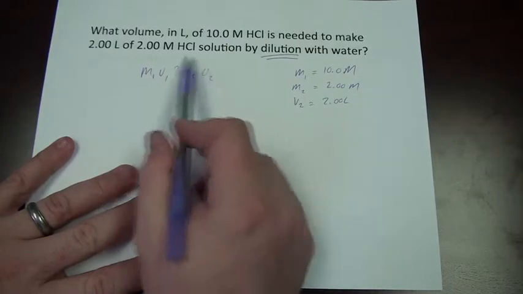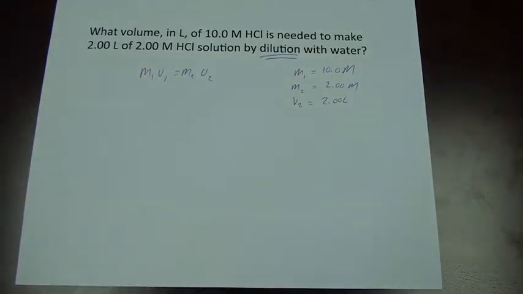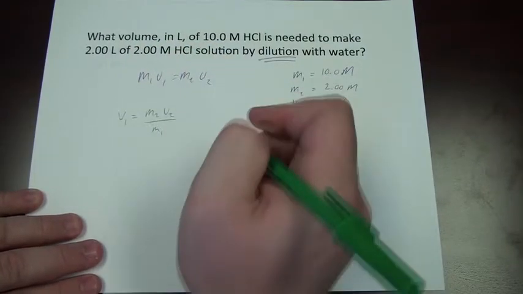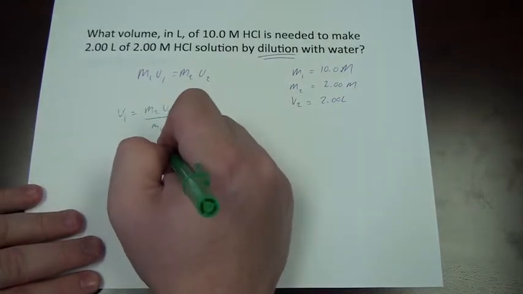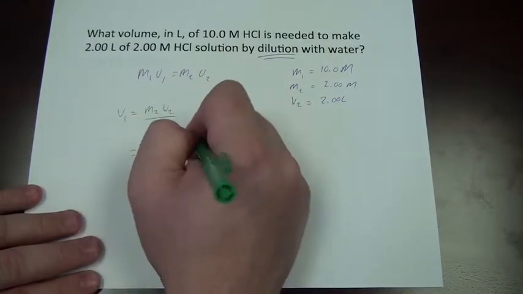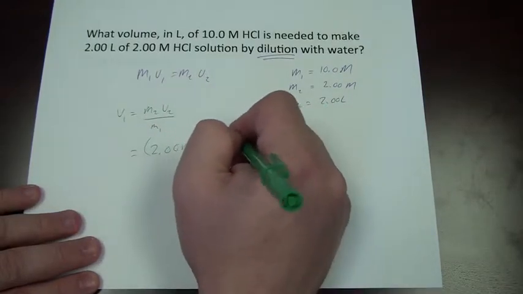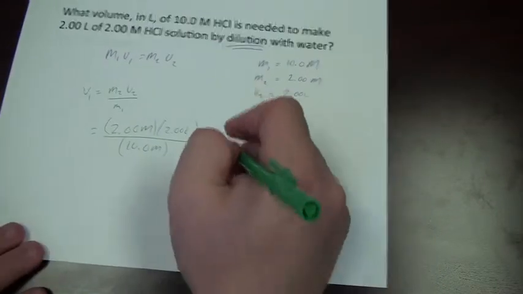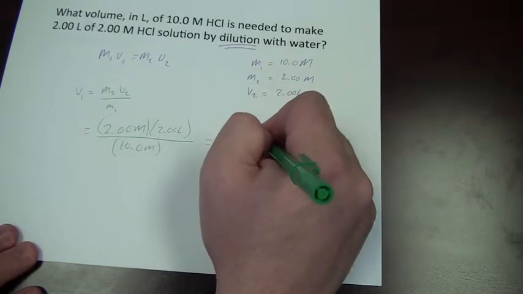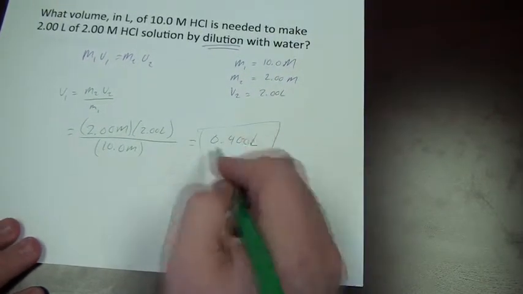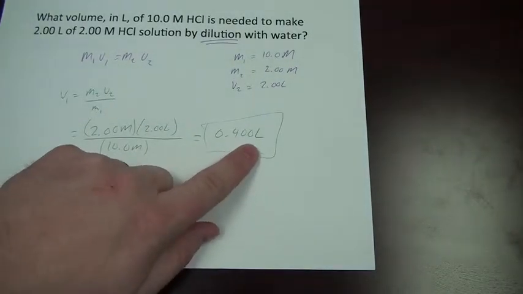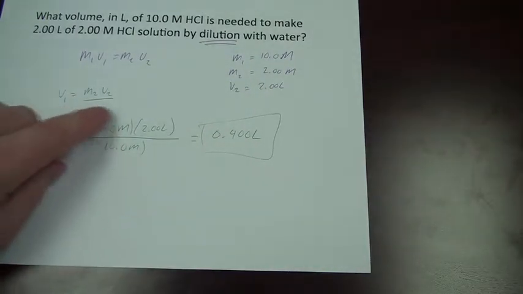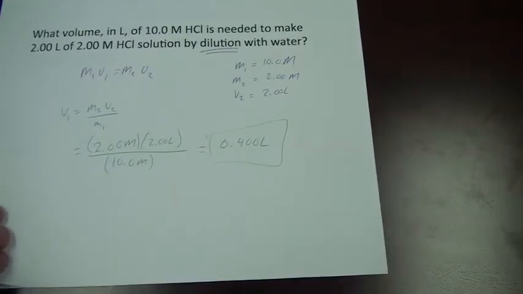So we want to rearrange this equation for V1. V1 is equal to M2 V2 over M1, which is equal to 2.00 molar times 2.00 liters divided by 10.0 molar, which gives us 0.400 liters. So it's going to take 0.400 liters of this 10 molar solution to make 2 liters of 2 molar solution.